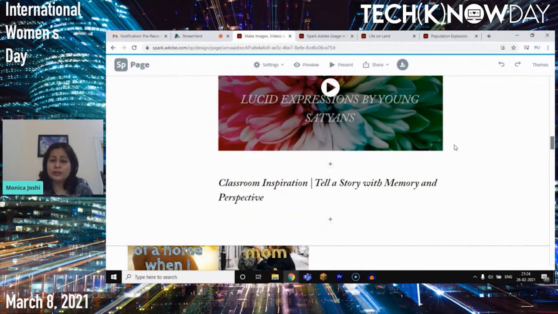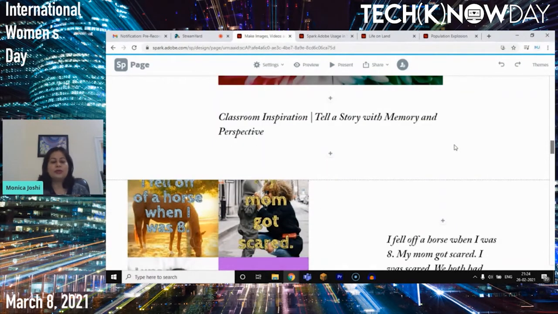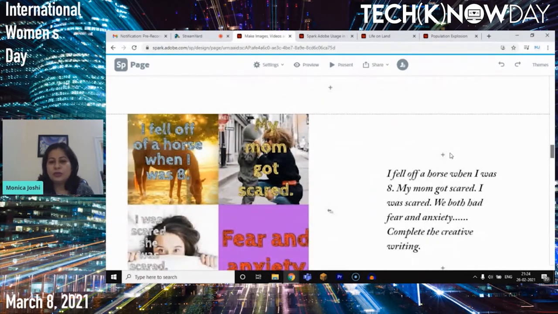I'm going to show you a few short examples, which I'm sure you can take away and then use in your classrooms. The first example, which I'm just showing you, is when a teacher is teaching creative writing in the class, and you are telling the student, okay, tell a story with a memory perspective. I have two use cases.